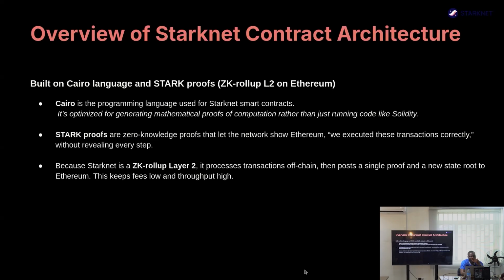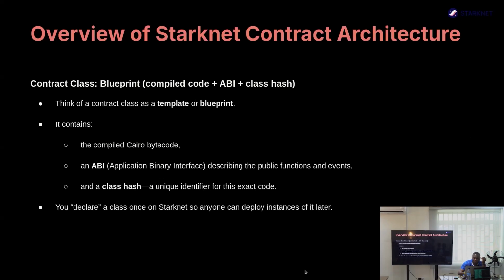We'll be looking at the contract architecture, just to see the blueprint of a contract. Just as you said, Cairo is the programming language used for Starknet smart contracts, just like the way we write Solidity for Ethereum and other EVM languages and chains. So let's start discussing some terms in the overview of Starknet contracts.